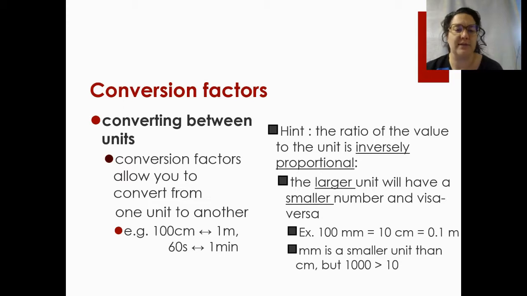So let's look at different conversion factors. We want to convert between different units, whether it's centimeters to meters or seconds to minutes. We're going to look at converting from larger to smaller and smaller to larger. When we look at inversely proportional ratios, a larger unit will have a smaller number. Kilometers is a larger unit than meters, so it has a smaller number: 3 kilometers is 3,000 meters. A smaller unit has a larger number: 100 centimeters is 1 meter.